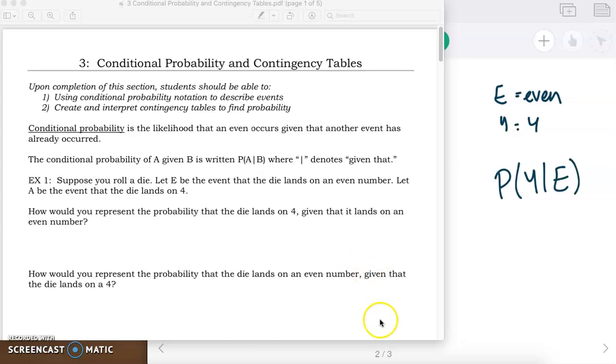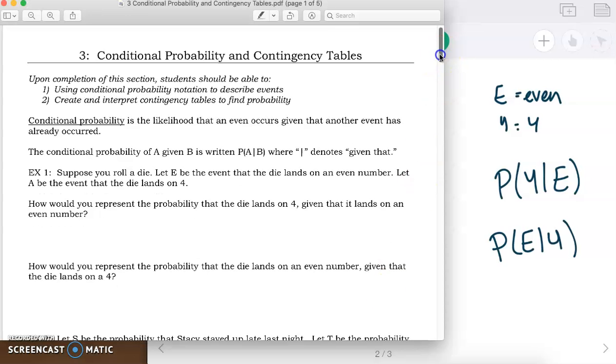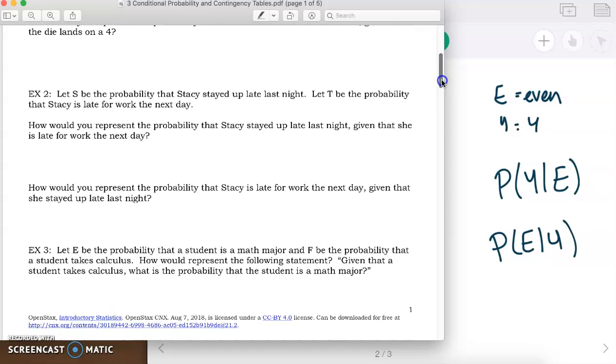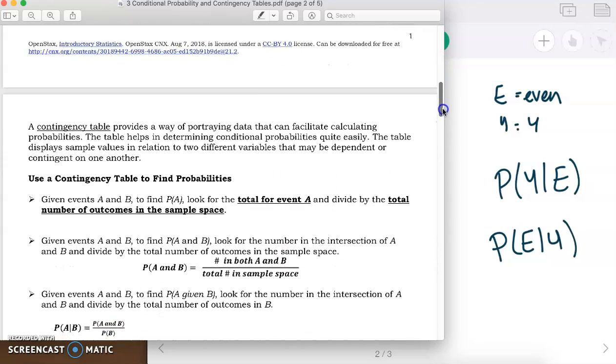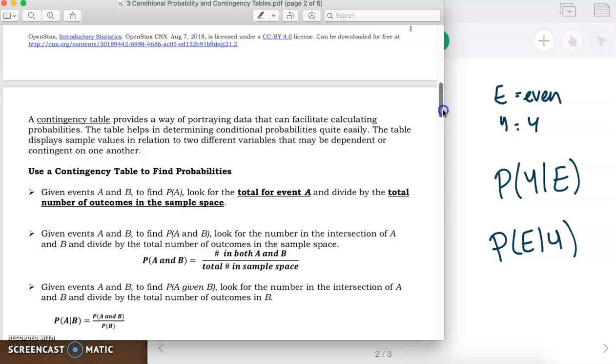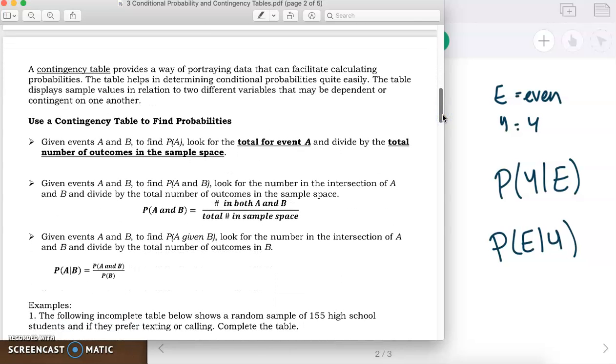All right, how would you represent the probability that the die lands on an even number, given that the die lands on 4? Well, that's pretty interesting. We would say probability that it's even, given that it lands on 4, well, that's going to be 100% or 1 because 4 is an even number. But we'll talk about that in a little bit. So that's pretty straightforward for how to notate it. And we'll talk a little bit as we go through some of these examples and the other problems.